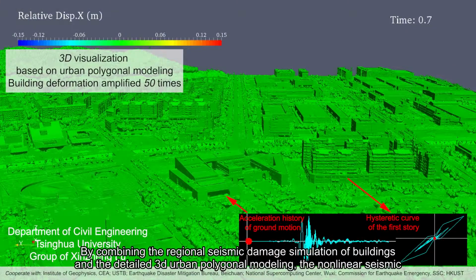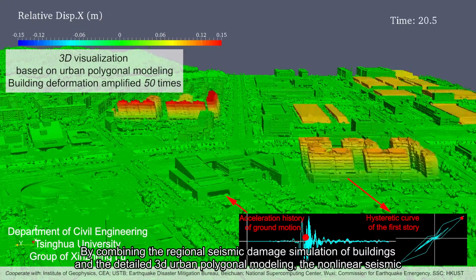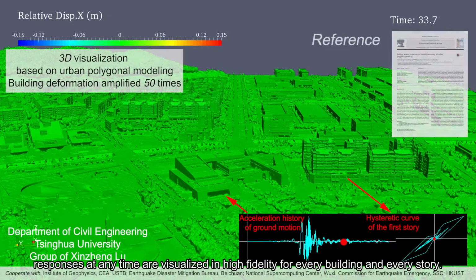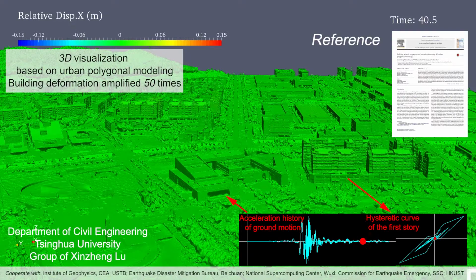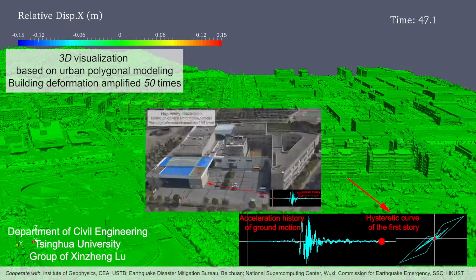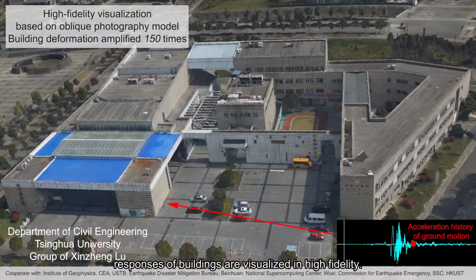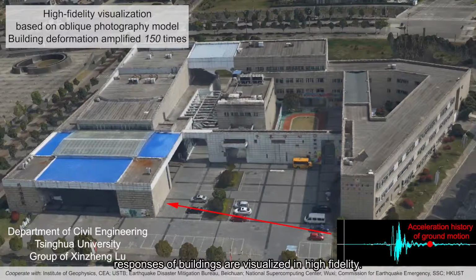By combining the regional seismic damage simulation of buildings and the detailed 3D urban polygonal modeling, the nonlinear seismic responses at any time are visualized in high fidelity for every building and every story. By combining the building models from oblique photography with nonlinear time history analysis results, the seismic responses of buildings are visualized in high fidelity.